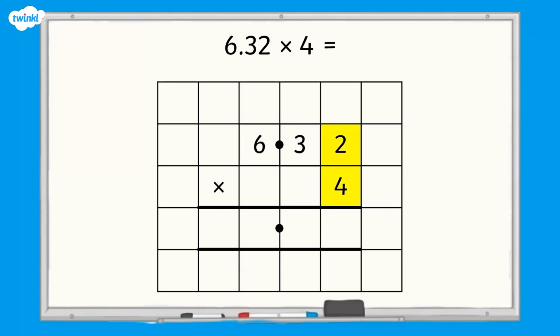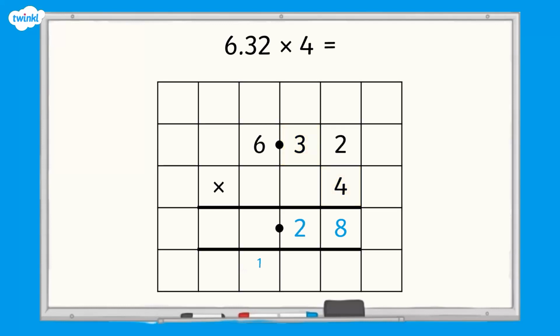First, we multiply the 2/100ths by 4. 2 times 4 is 8, so 2/100ths times 4 is 8/100ths, which we write in the hundredths column. Next, we multiply the 3/10ths by 4. 3 times 4 is 12, so 3/10ths times 4 is 12/10ths. We need to regroup because 12/10ths is greater than 1. We write the 10/10ths we've regrouped as 1 in the ones column, and the remaining 2/10ths in the tenths column.